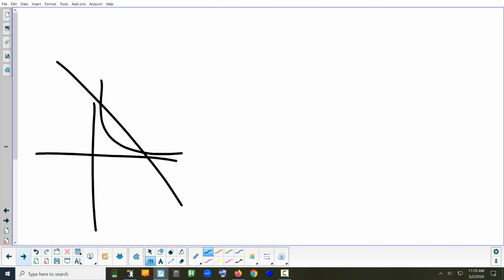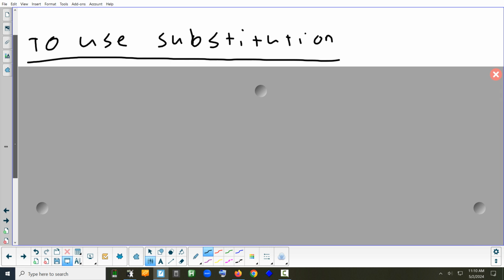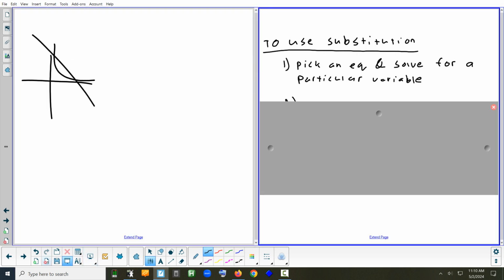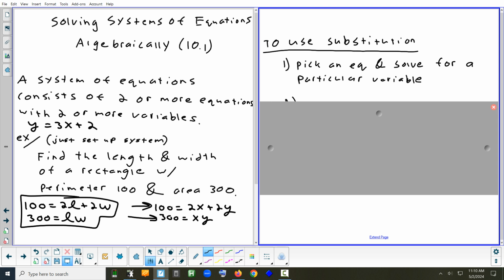All right, so now let's look at how we do substitution. The main idea with substitution is you need to pick one of your equations and solve it for one of your variables. So for step one, in a typical problem like we're doing, you have four choices. You can solve the top equation for L, you could solve the top equation for W, you could solve the bottom equation for L, or the bottom equation for W. You want to do the easiest one you can.